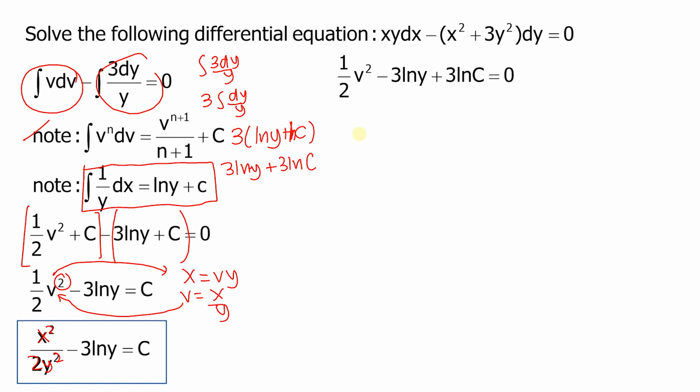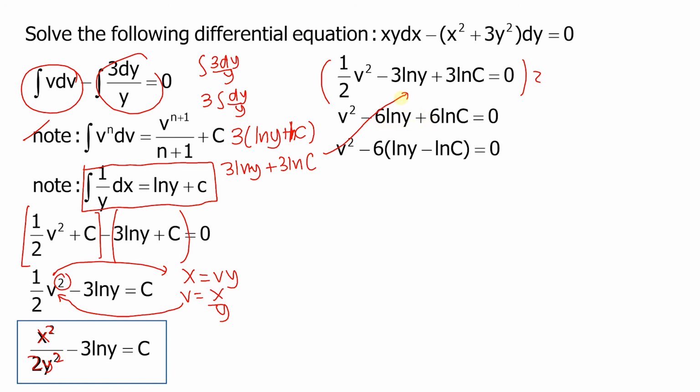So atong i-check kung unsa iyang na-come up na final answer. Ang iyang gibuhat is gi-multiply niya og 2 both sides para mawala ang 2 na denominator. So you have v squared minus 6 ln y plus 6 ln of c. Then gi-factor out niya ang 6, so you have v squared minus 6 ln of y minus ln of c.